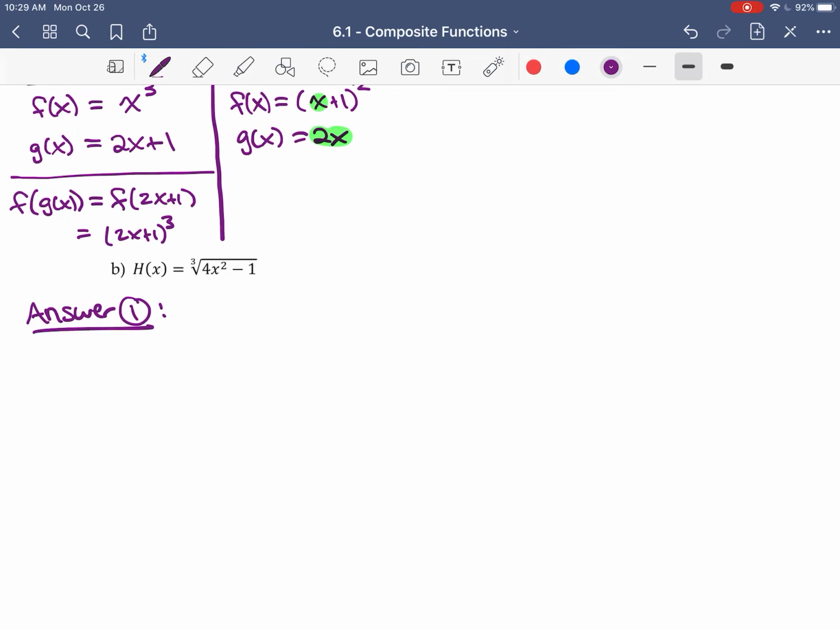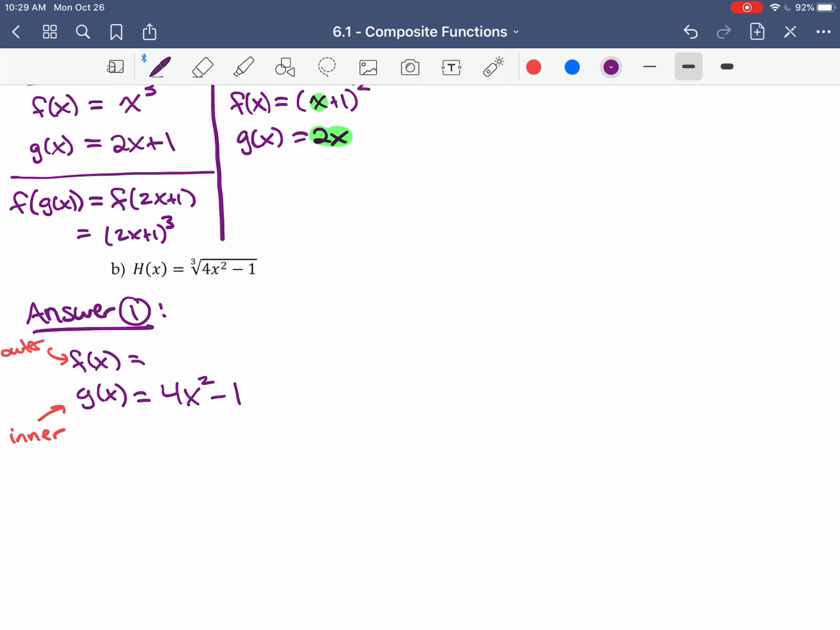So we have our f of x and our g of x. So remember, g of x is the inner function and f of x is the outer function. So it's better to find the inner one first. So for this first answer, it looks like I have something inside of a cube root. Okay, so that inside bit I'm going to use as g of x. Okay, so that's my inside function.